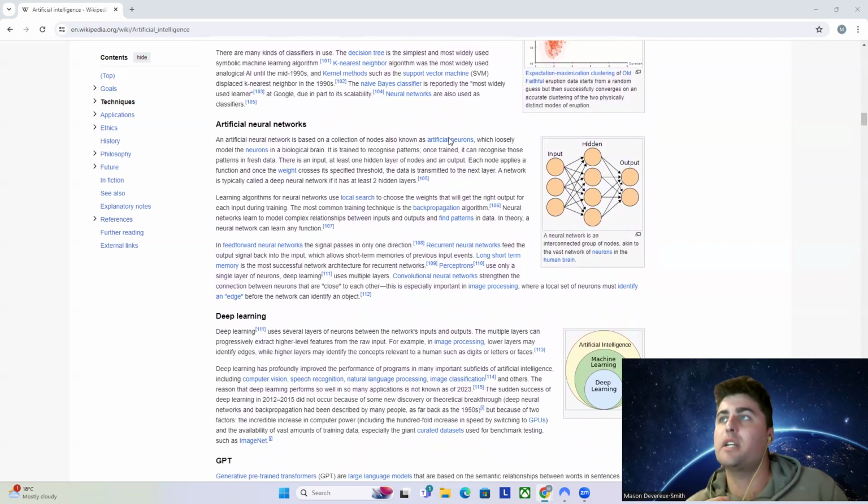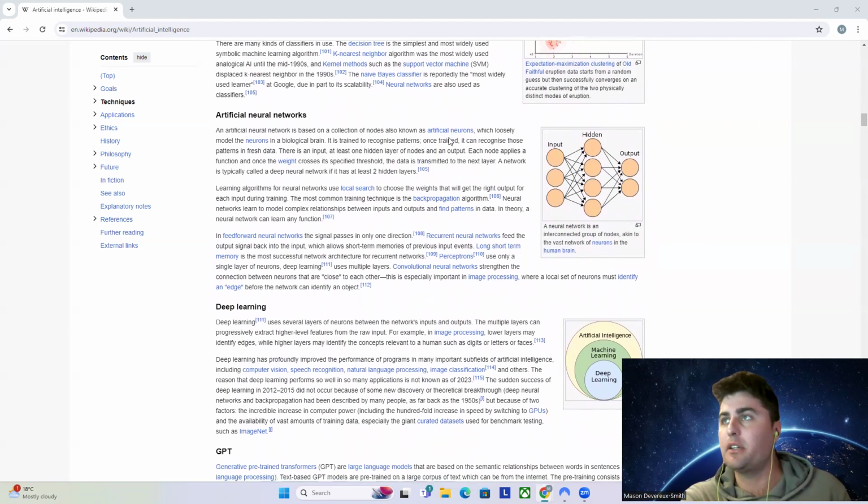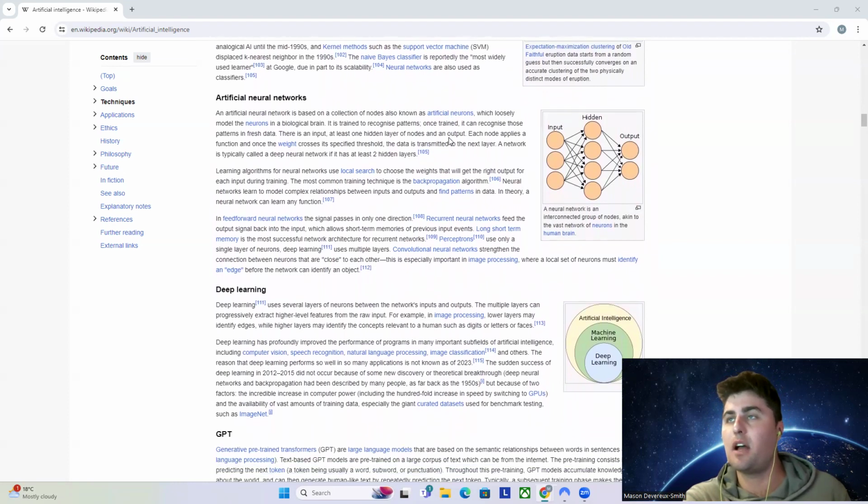The decision tree is the simplest and most widely used symbolic machine learning algorithm. The K-nearest neighbor algorithm was the most widely used analogical AI until the mid-1990s, and kernel methods such as the support vector machine displaced K-nearest neighbor in the 1990s. The naive Bayes classifier is reportedly the most widely used learner at Google, due in part to its scalability. Neural networks are also used as classifiers.